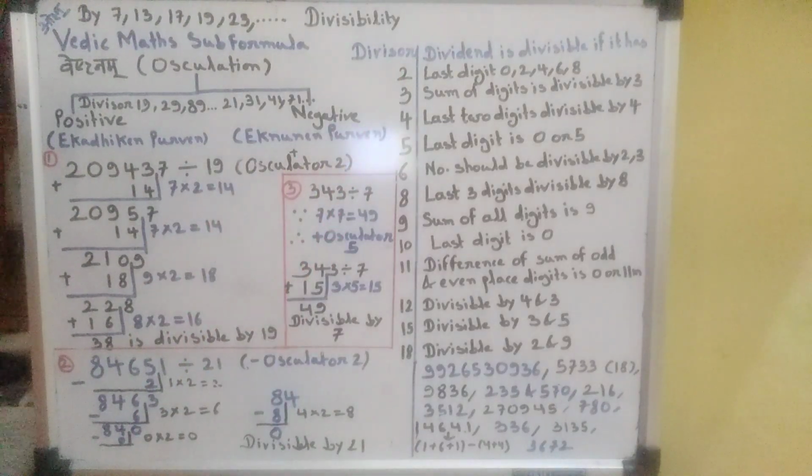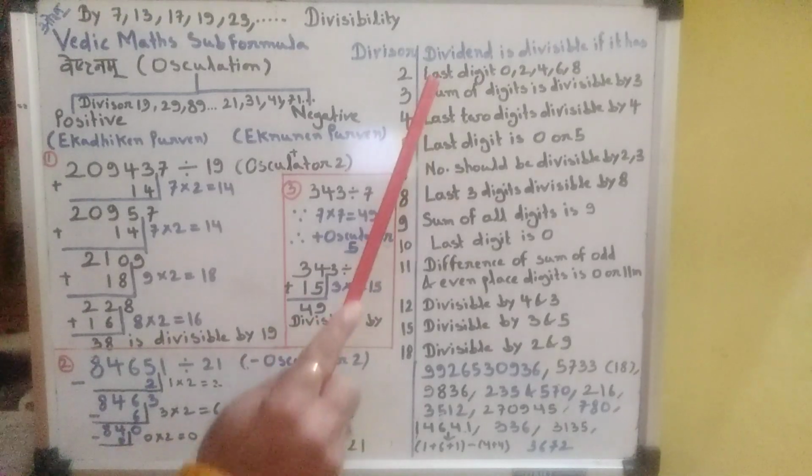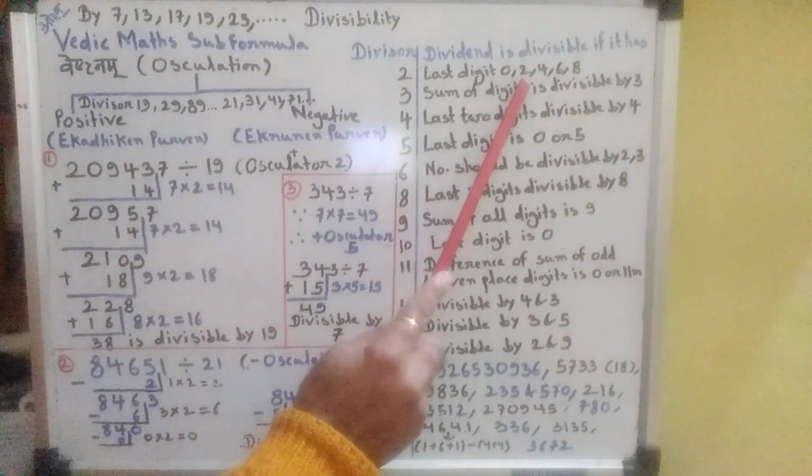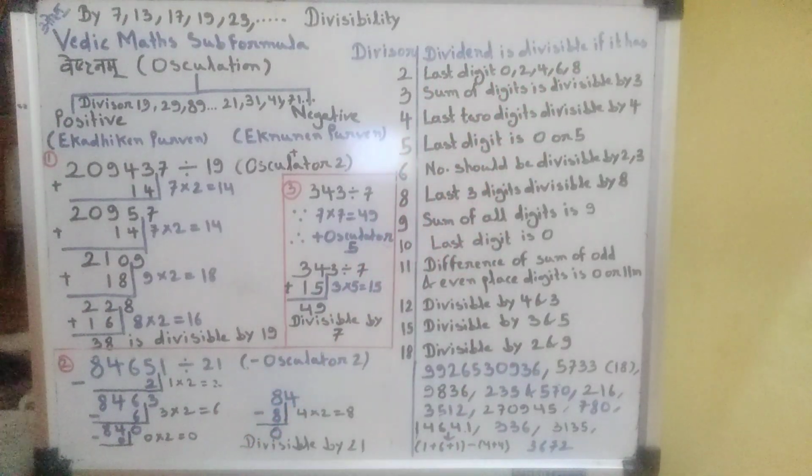When the divisor is 2, then a dividend is completely divisible only when the last digit is 0, 2, 4, 6 or 8. We take one example, 9926530936. It is my mobile number. Here the last digit or unit place digit we found is 6. So it is completely divisible by 2.